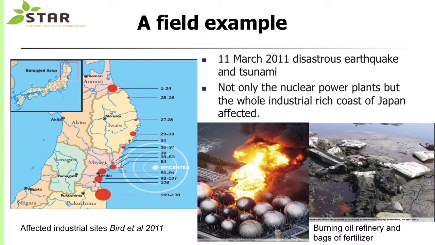As a field example, everybody knows that on the 11th of March 2011, a disastrous earthquake and tsunami hit the Japanese coast. As a follow-up of that, the Fukushima nuclear power plant was hit, but alongside this nuclear power plant, more than 130 other chemical industries were hit as well, and a lot of chemicals were jointly emitted to the environment. As such, we are now facing not only a radiological but also a chemical risk.